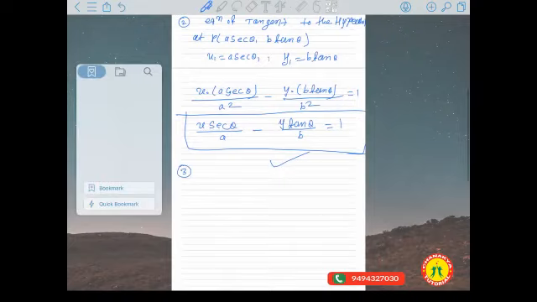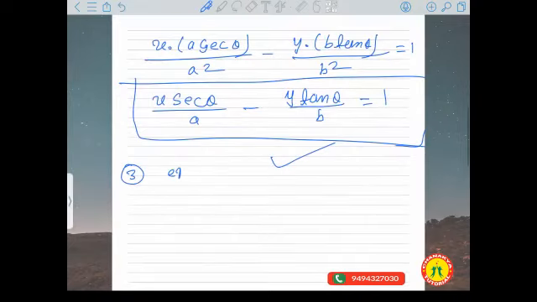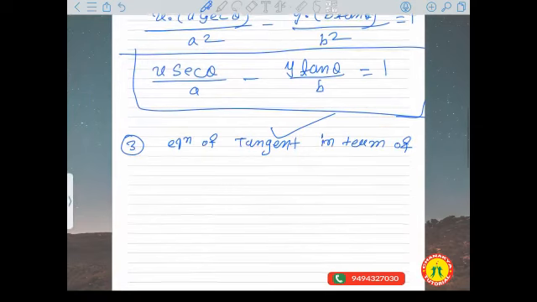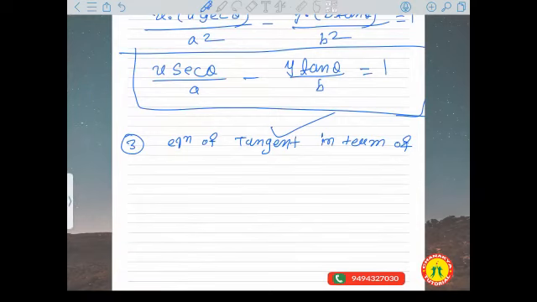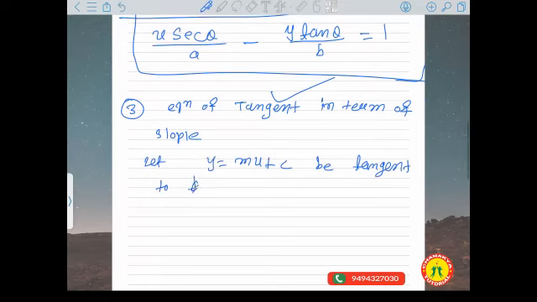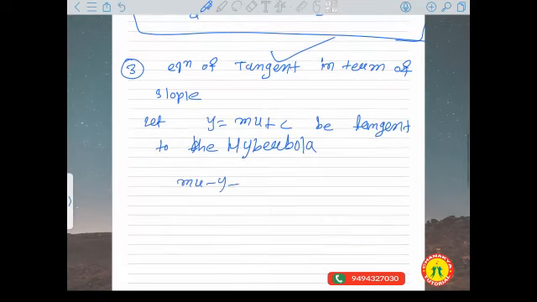Now third point is third इक्वेशन ऑफ टेंजेंट. इक्वेशन ऑफ टेंजेंट हम लोग डिफरेंट फॉर्म में क्यों पढ़ते हैं? डिफरेंट फॉर्म में इसलिए पढ़ते हैं ताकि हमें अकॉर्डिंग टू क्वेश्चन वी कैन अप्लाई ऑल द टेंजेंट फार्मूला. सो नाउ इक्वेशन ऑफ टेंजेंट इन टर्म्स ऑफ slope. In terms of slope, it means let y equal to mx plus c be a tangent line tangent to the hyperbola. So now mx minus y plus c equal to 0.